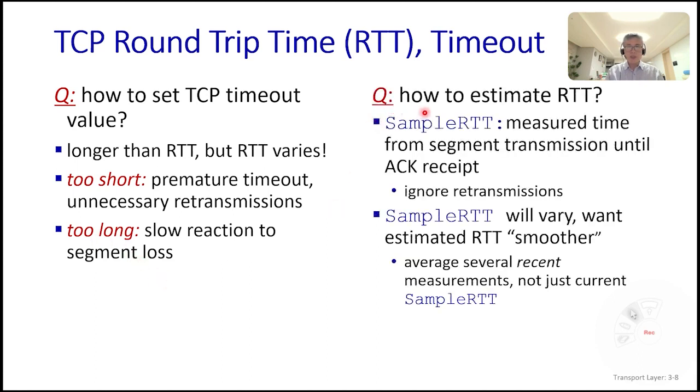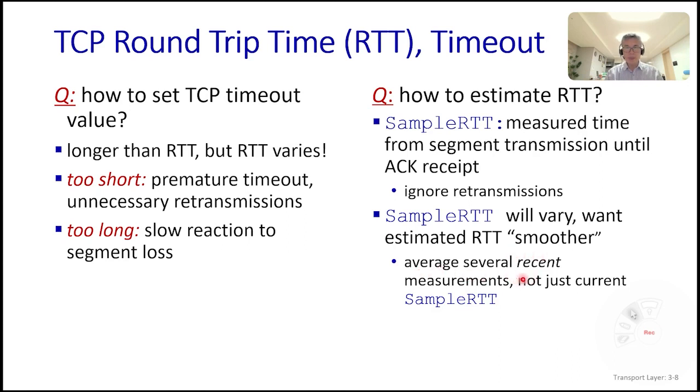The next question is how to estimate round trip time. Once we calculate the round trip time, we can calculate the timeout based on it. We have a concept of sample RTT. This is the measured time from segment transmission until acknowledgement receipt. We ignore retransmissions for the calculation of this sample RTT. Sample RTT will vary, so we want to estimate RTT more smoothly.